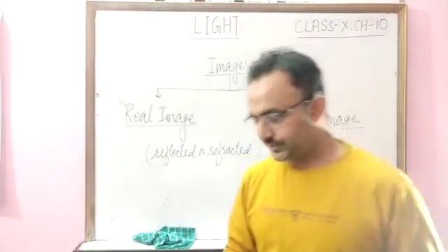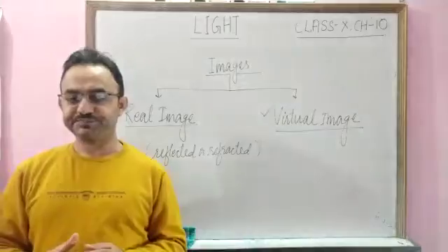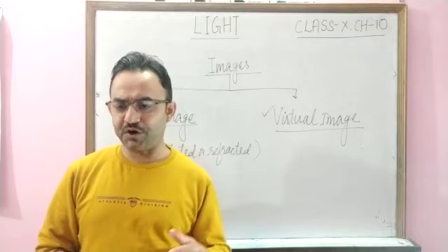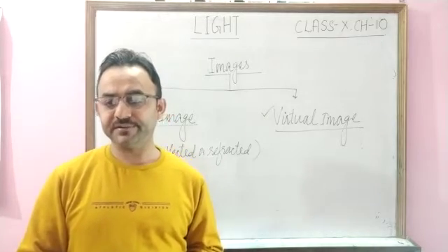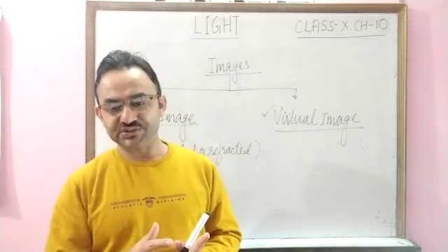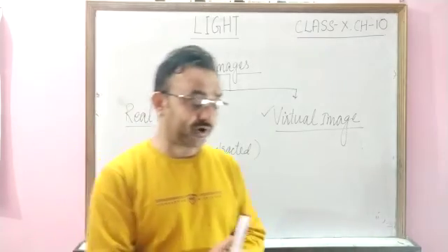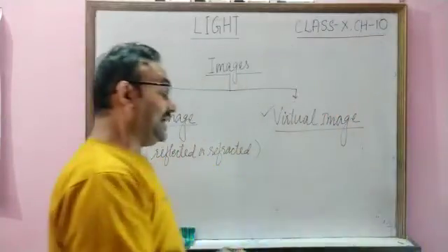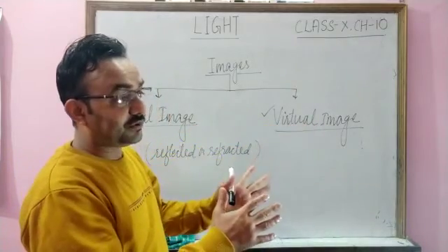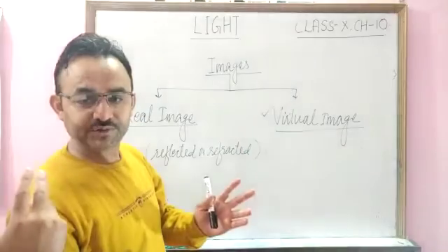Now about virtual image. An image which is formed at a point from where light rays appear to meet. And this type of image, the virtual image, is always formed behind the mirror or behind the screen.